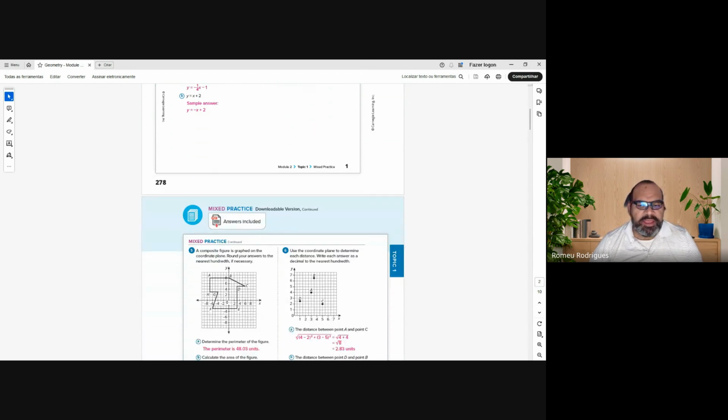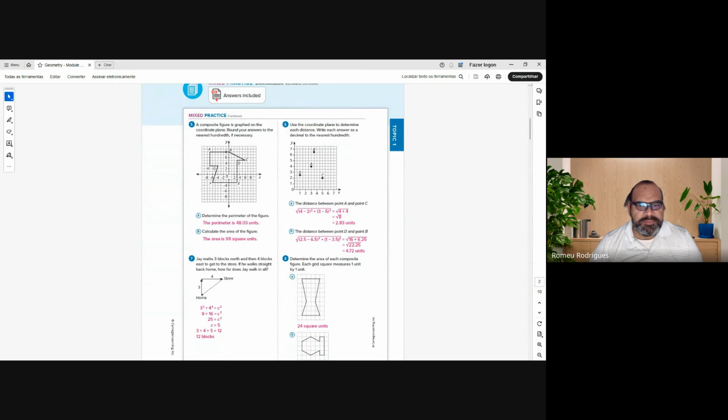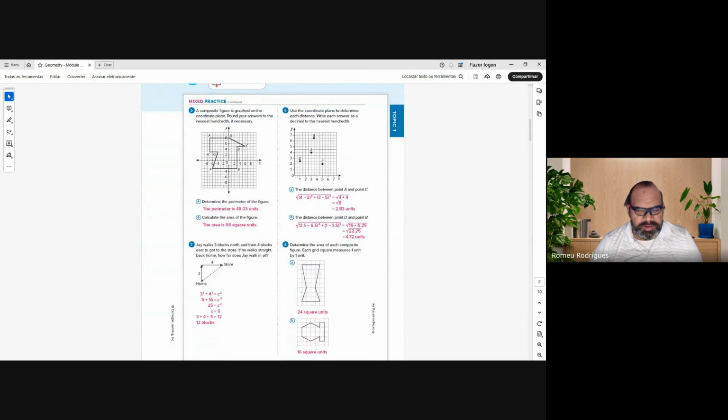Great, I think you are back. The second page here is just to calculate the perimeter. I will not go through details here if you don't want, but it's literally just counting, or use the Pythagorean theorem to find the BC distance, D, and the other ones. The perimeter here is 48.03 units.